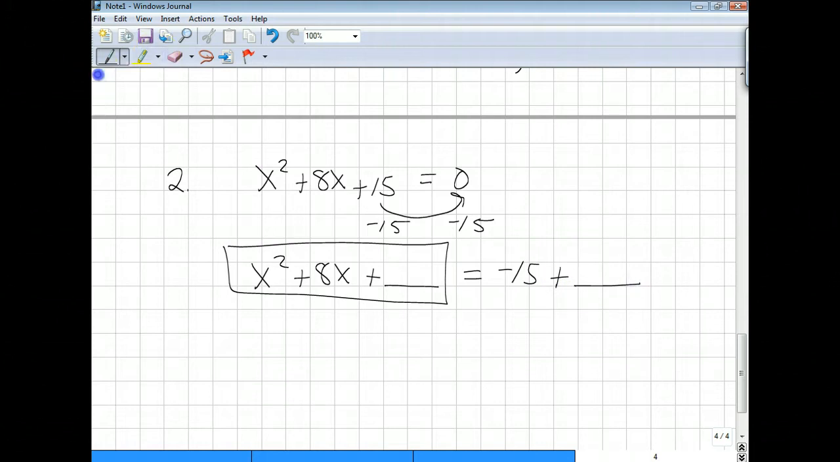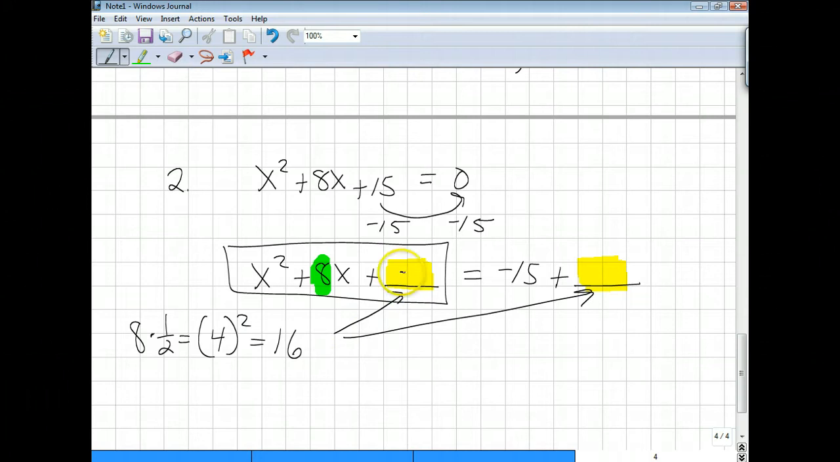So now we have to look for what number we are going to add here, right? And that number comes from this 8. So we take the 8, we multiply it by a half, that gives us 4, and then we square that number, which gives us 16. That is the number that gets added.